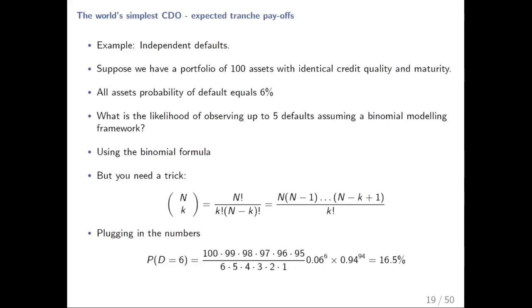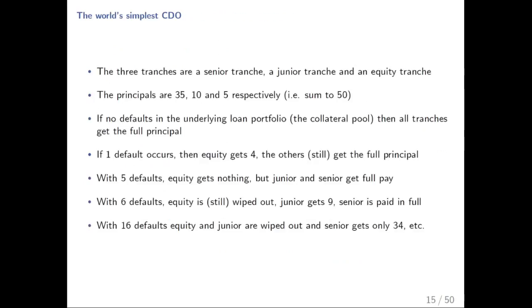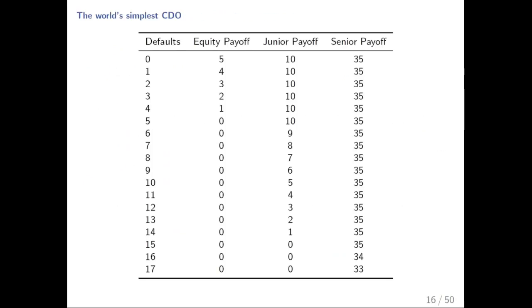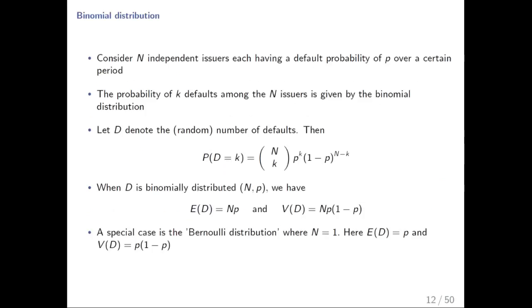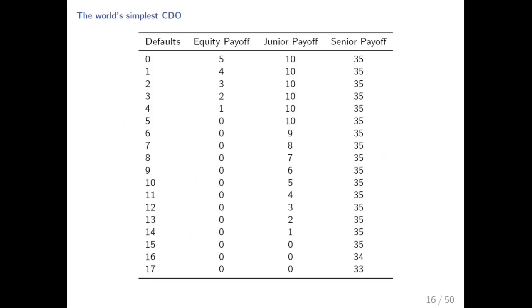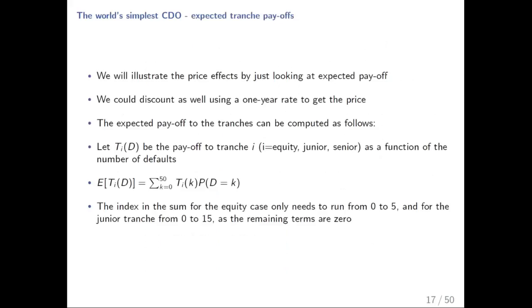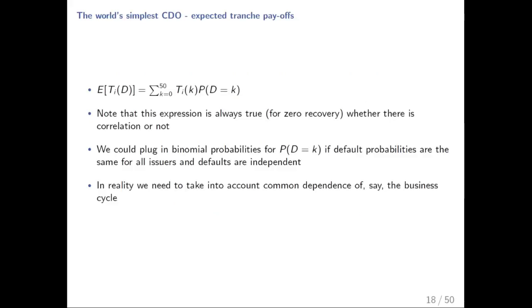Okay? So in principle, if I gave you the equity tranche, you could use the binomial formula to compute the expected payoff to the equity tranche, right? Because you just need to compute the probability that there are 5 defaults, 4 defaults, 3 defaults, 2 defaults, 1 default, and then use this formula here. All right.